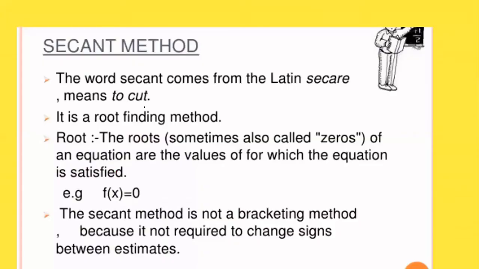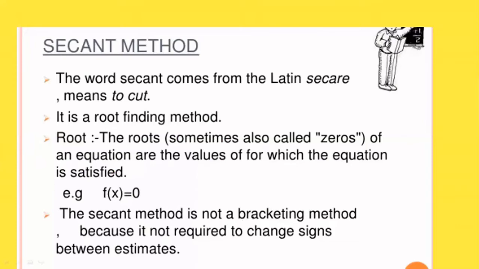The word secant comes from the Latin secare, which means to cut. It is a root finding method. So what is the root? The root means the solution of the given equation. The roots or zeros of an equation are the values for which the equation is satisfied. For example, if you take f of x is equal to 0, the value of x that satisfies the given equation is called a root of the equation.